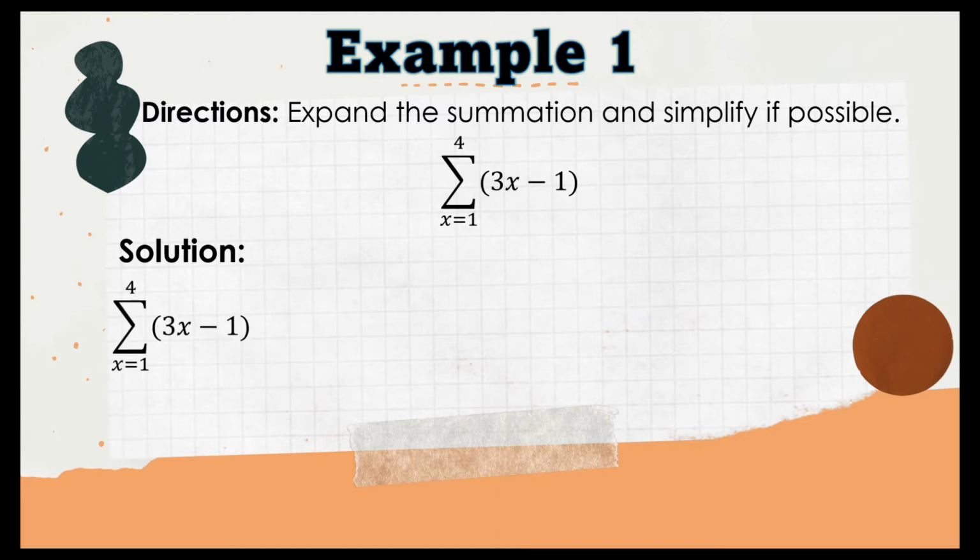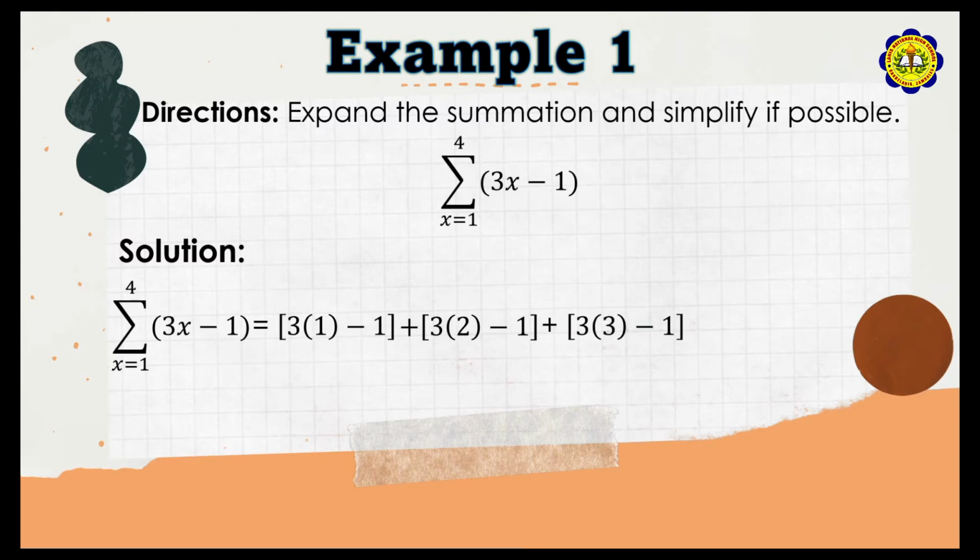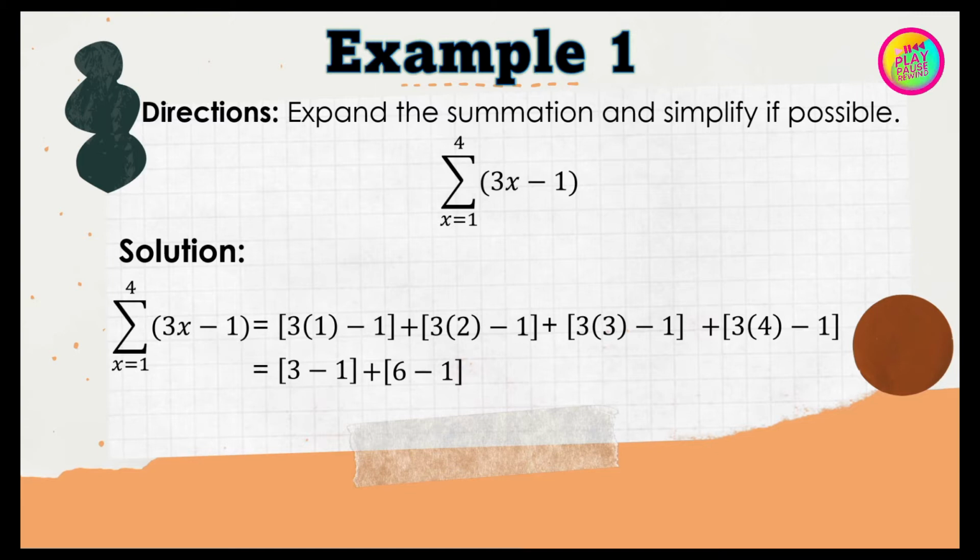add the results. That is 3 times 1 minus 1 plus 3 times 2 minus 1 plus 3 times 3 minus 1 plus 3 times 4 minus 1, which equals 3 minus 1 plus 6 minus 1 plus 9 minus 1 plus 12 minus 1, which equals 2 plus 5 plus 8 plus 11. And adding, the answer is 26.